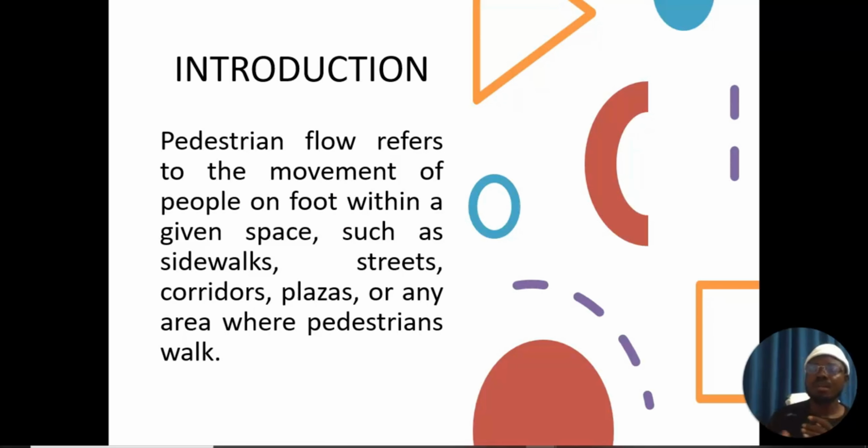It might be by the sidewalk, on the street, at the corridor, at the plaza, it might even be in the train station, any area where pedestrians can walk freely. The movement around that place is called the pedestrian flow. In a road network, we have the vehicle lanes, the bike lanes, and the pedestrian lane. So movement along that pedestrian lane is what we call the pedestrian flow also.